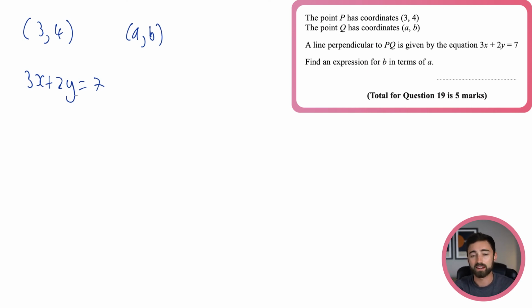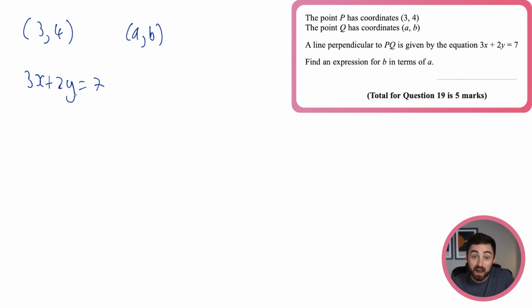Well, this is a line. We're told it's perpendicular to PQ. So I think this is going to be to do with a gradient. Because remember, if we know that 2 lines are perpendicular, we know that their gradients multiply together to make -1. So if you ever see something like parallel or perpendicular, that should make you think gradient. The numerical quantity that's related to perpendicularity in these lines is the gradient, okay?